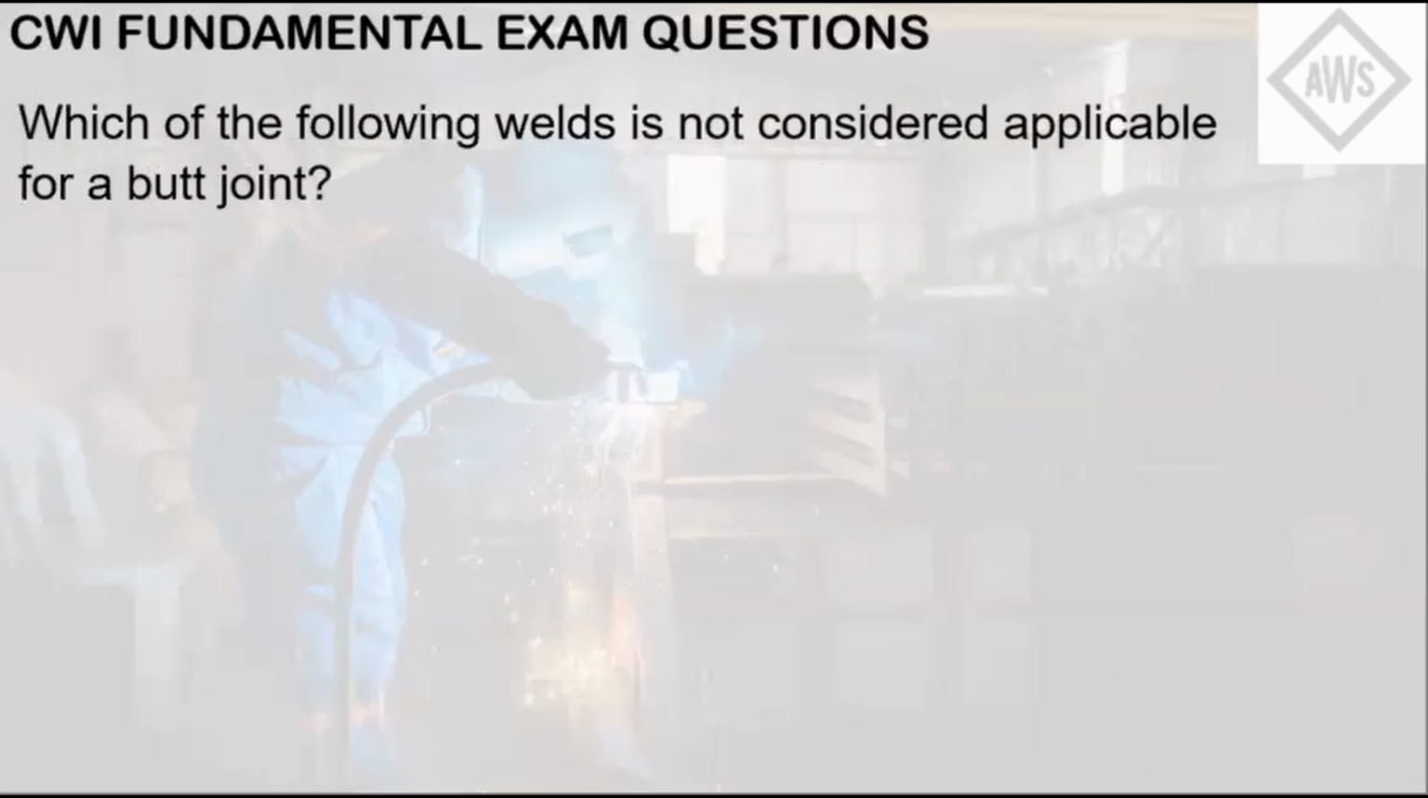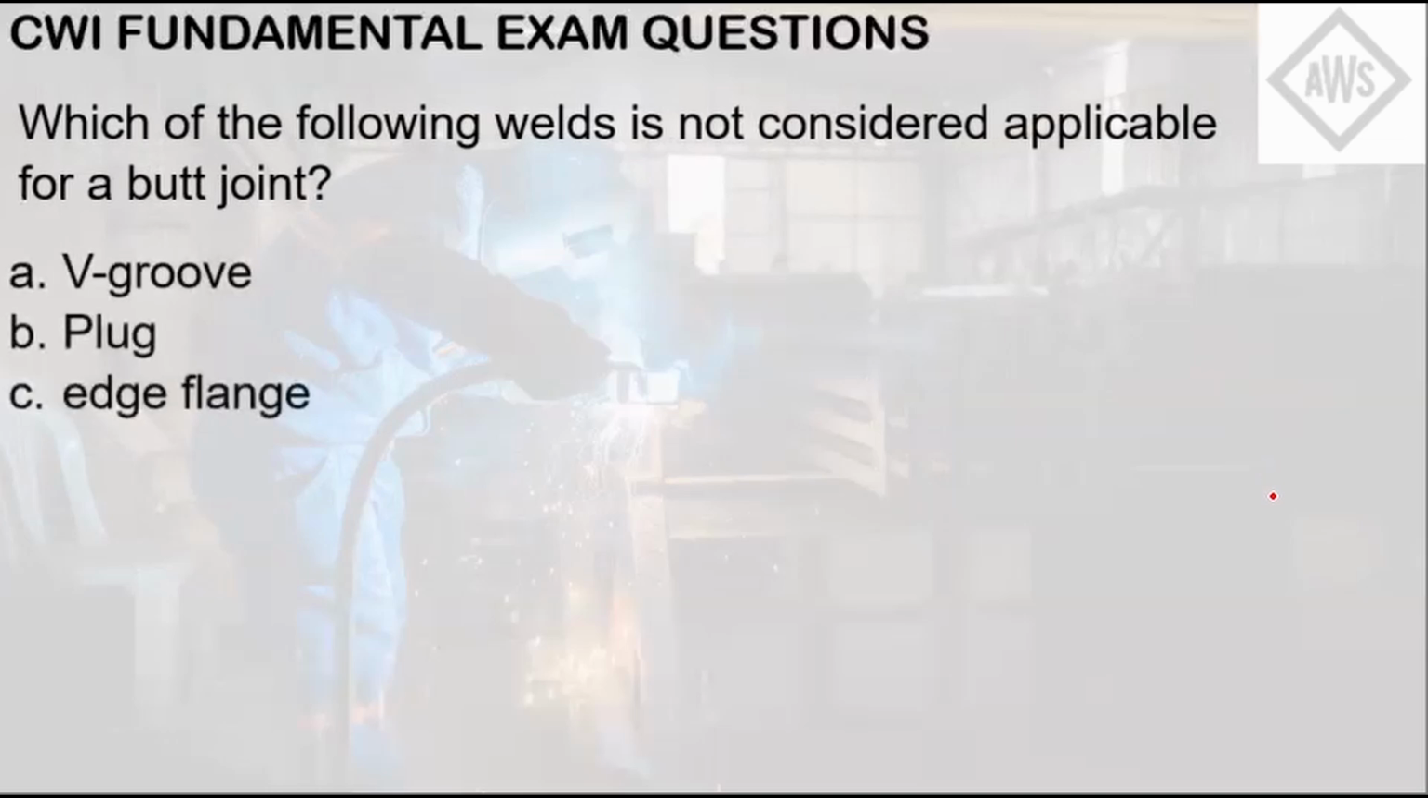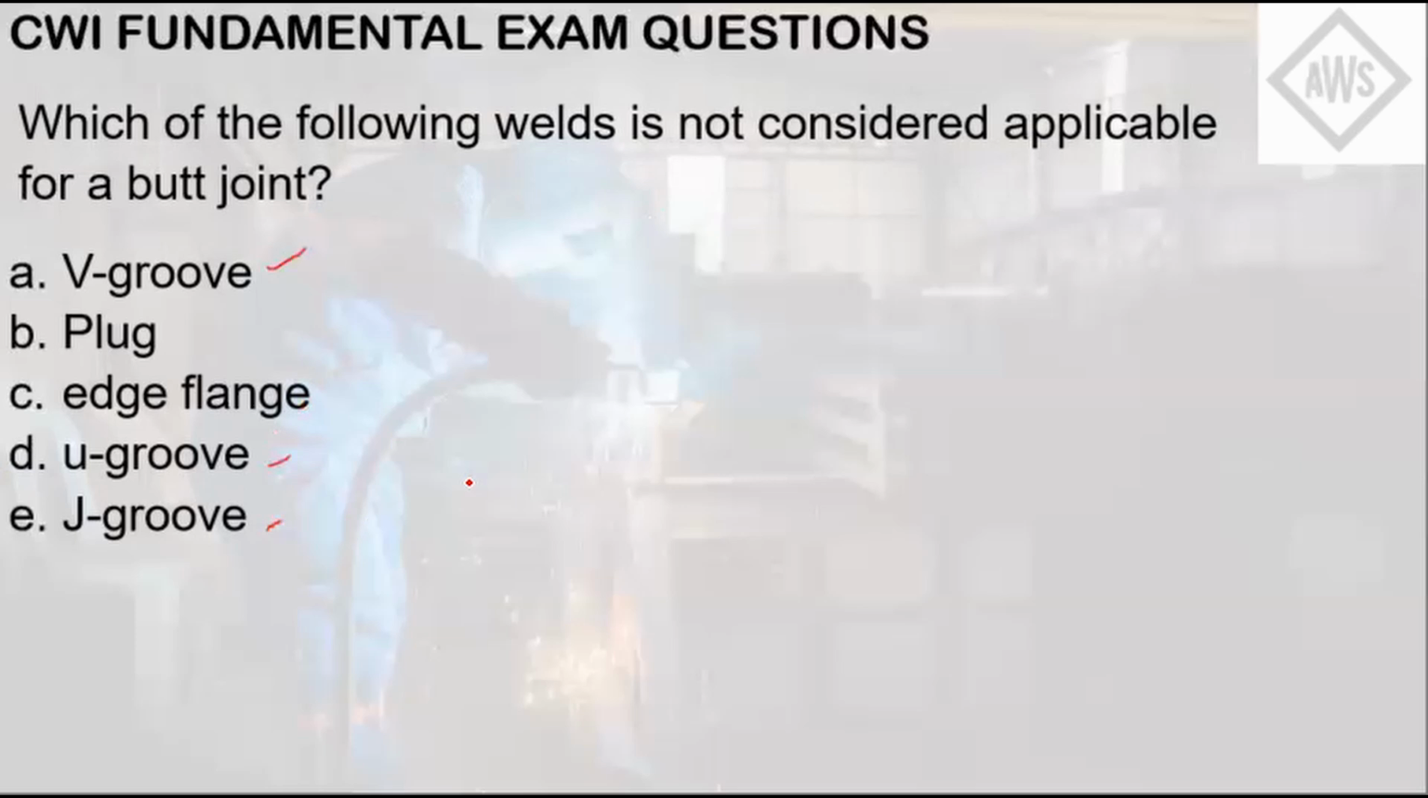Which of the following welds is not considered applicable for a butt joint? Letter A, V groove. Letter B, plug. Letter C, edge flange. Letter D, U groove. Letter E, J groove. One clue here is that all of the groove welds are applicable for a butt joint. So letter A, letter D, letter E are considered applicable for a butt joint. All of the groove joints can be applicable as a butt joint, including the edge flange, because it can be considered as a butt joint as well because of its configuration. Hence, the answer here is letter B.